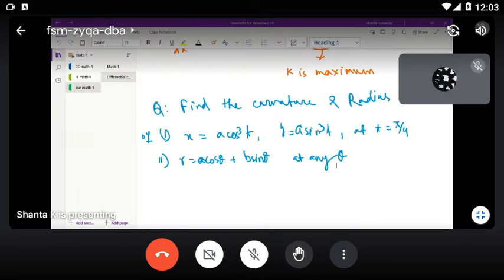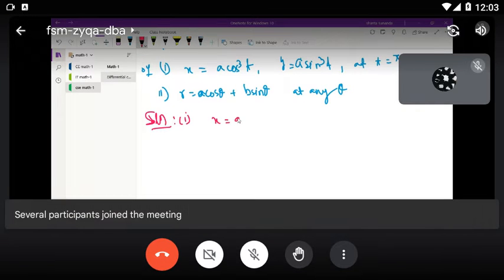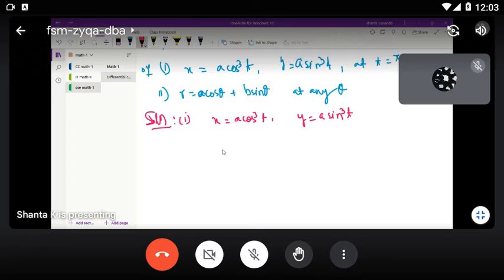So we have to find the curvature and radius of curvature. In the first one, it's a parametric equation. So x equals a cos cube t, y equals a sin cube t. In a parametric equation, what is the formula for the curvature?